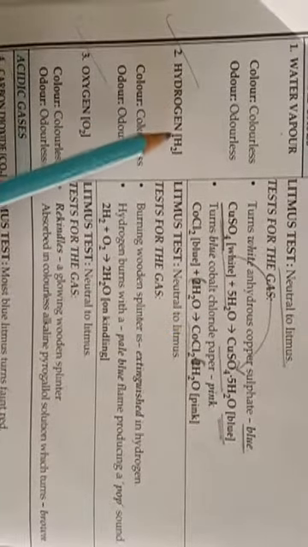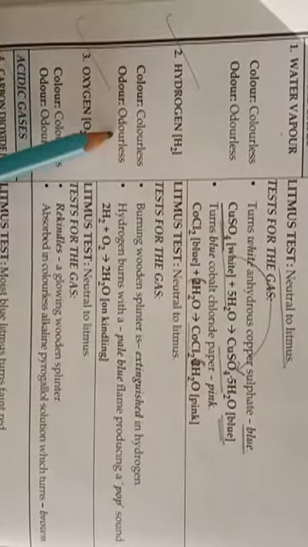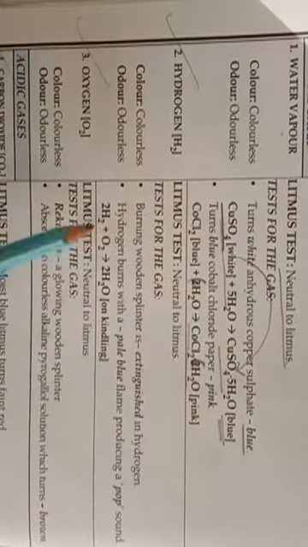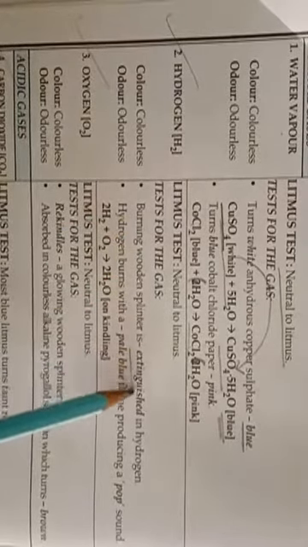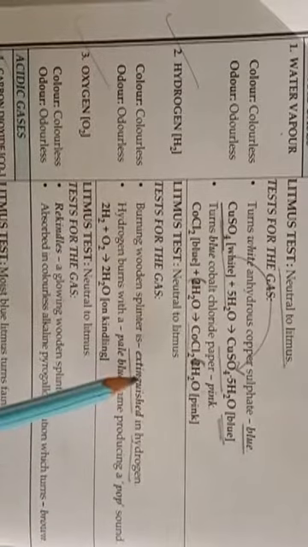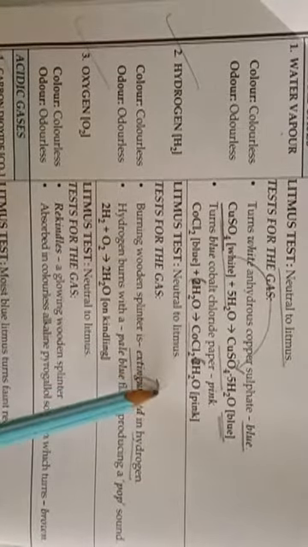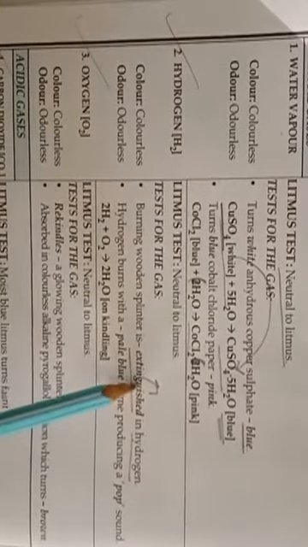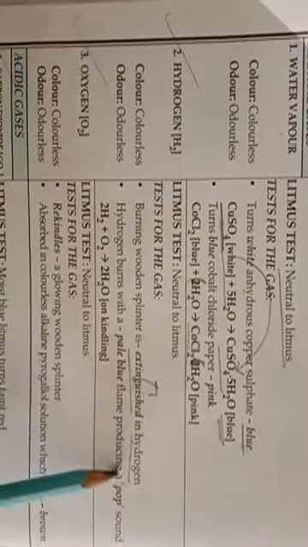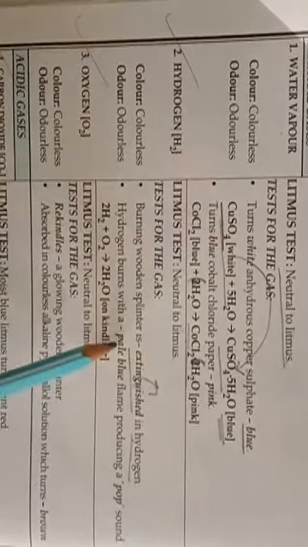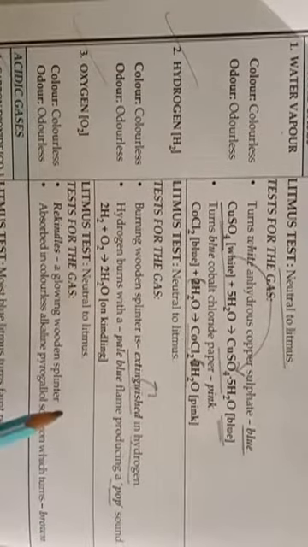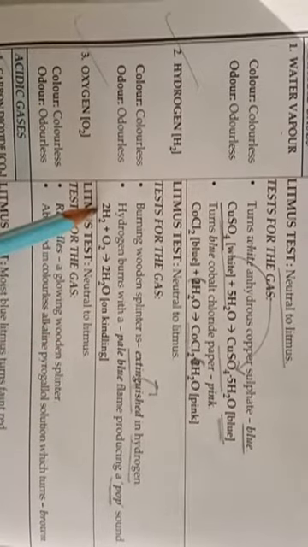The second gas is hydrogen gas. It is a colorless, odorless gas, neutral to litmus. The first test for this gas: a burning wooden splinter is extinguished in hydrogen, meaning hydrogen gas is a non-supporter of burning. Next test: hydrogen burns with a pale blue flame, producing a pop sound. So hydrogen is an inflammable gas, which burns with a pale blue flame with a pop sound. The equation is given: hydrogen plus oxygen forms water.